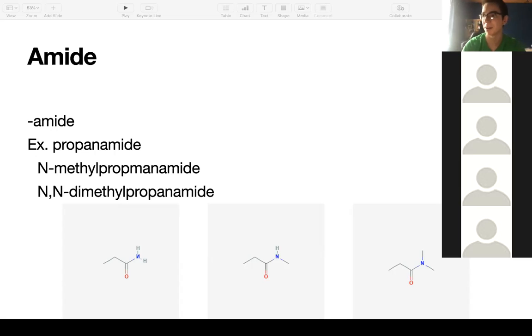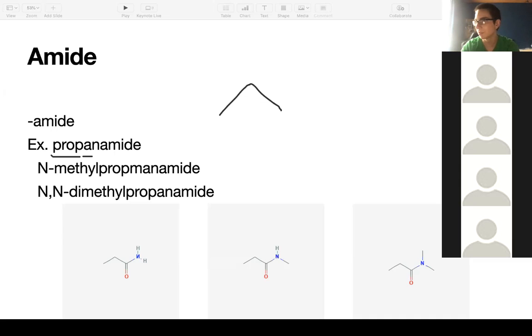Propanamide. If we saw this, the first thing we want to pay attention to is that prop. What does prop mean? Three carbons. So we draw three carbons. And we have AN, meaning it's an alkane, so we know that there are no double bonds and no triple bonds.